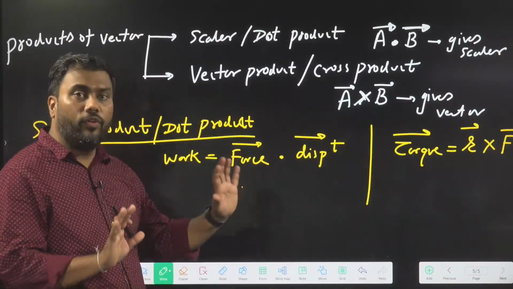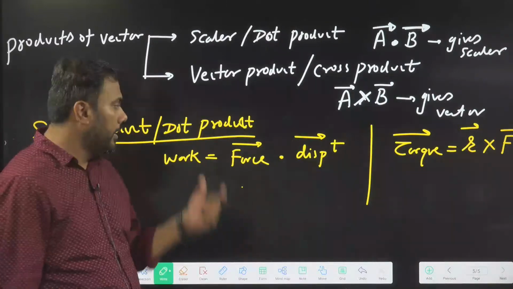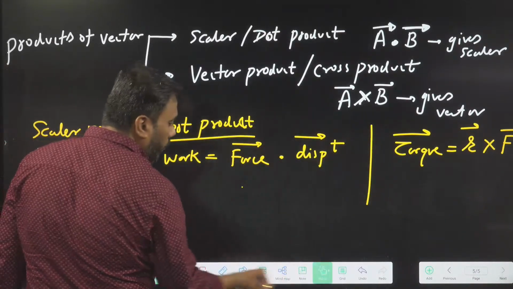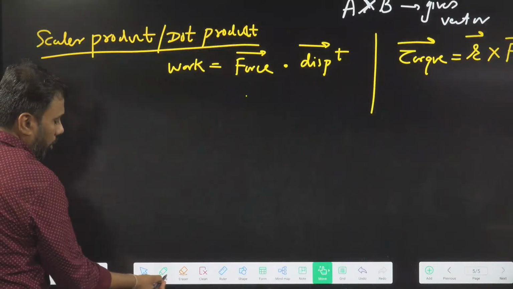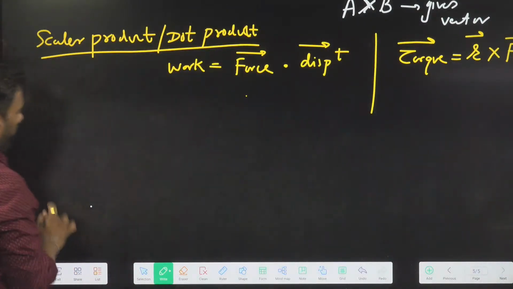If you know this now, it's very good. If you don't know this, no one will ask you this. Just try to remember the meaning of dot product. Now we will focus on the dot product only. We will learn the dot product first. What is the dot product? How to define a dot product?